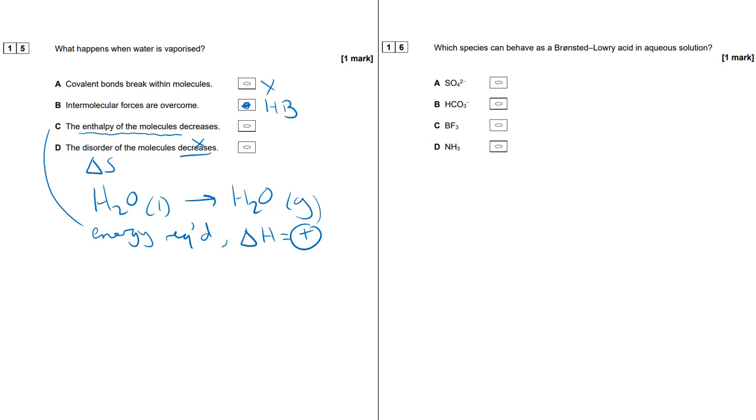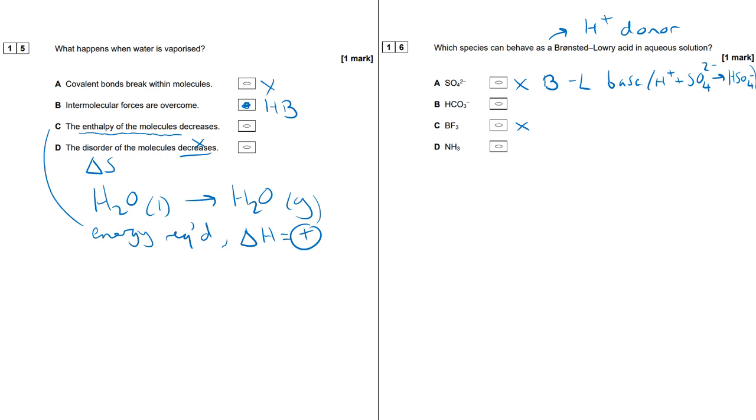Question number 16. Which species can behave as a Bronsted-Lowry acid? So Bronsted-Lowry acid, hopefully you're aware of the definition, is an H+ donor. It donates hydrogen ions. So that automatically rules out C, which doesn't have any protons, and A. Incidentally, A can behave as a Bronsted-Lowry base because it can accept protons to become HSO4-, or H2SO4 if it accepts 2 protons. But again, that's a base, not an acid.